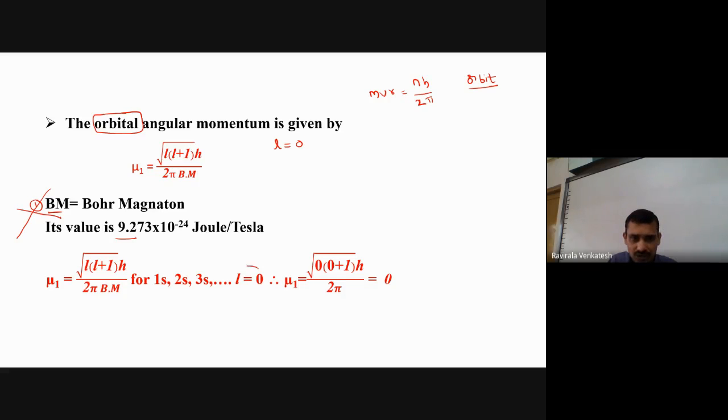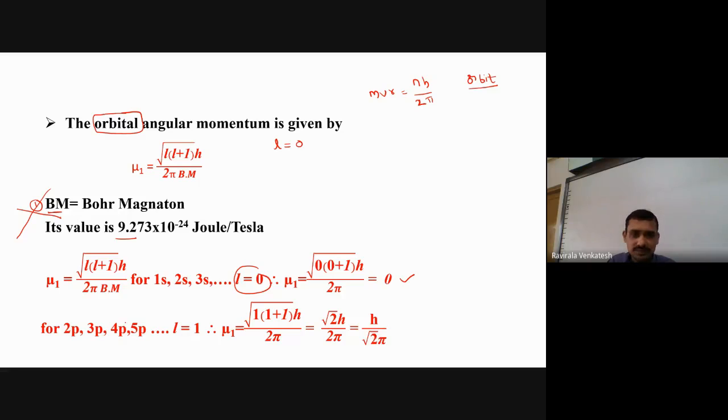Now put L is equal to 0 here. Now what happens? You will get 0. The orbital angular momentum will be 0 here. Next, 2p, 3p for example. For 2p, the L value will be 1. For any p orbital, it may be 2p or 3p or 4p or 5p, the value to substitute here is 1.